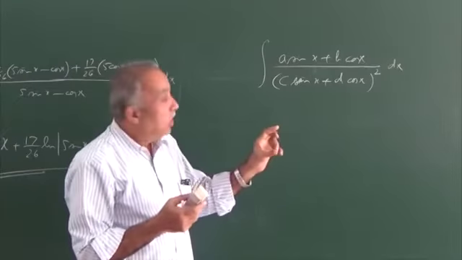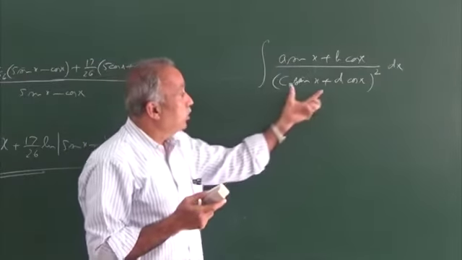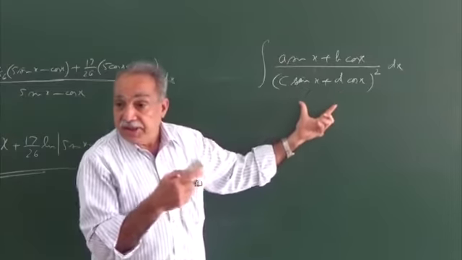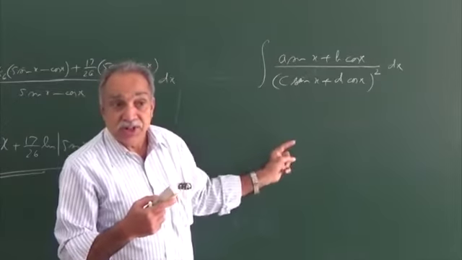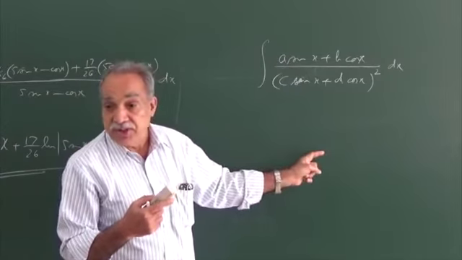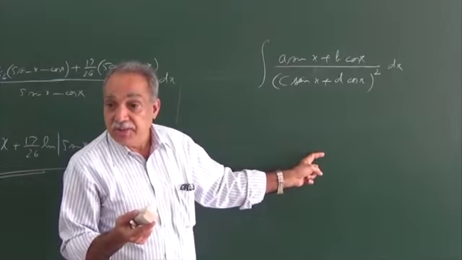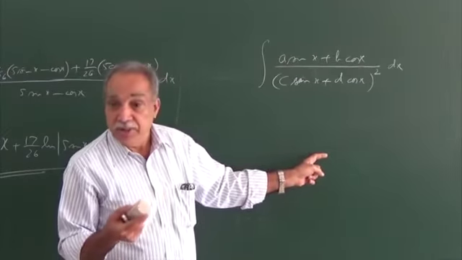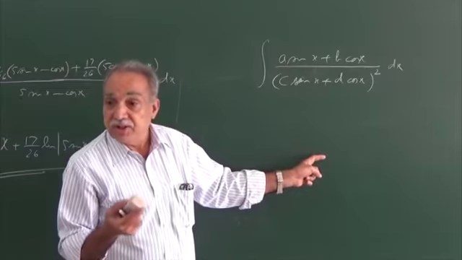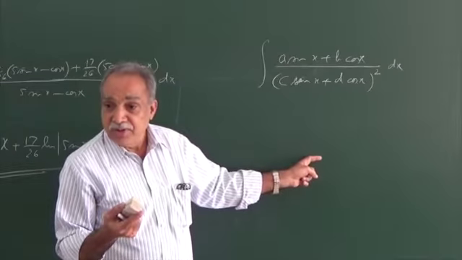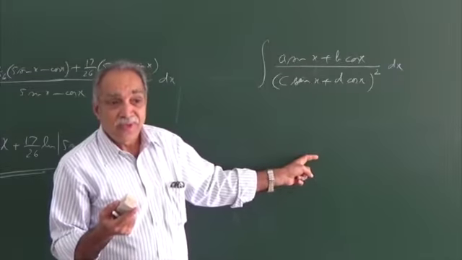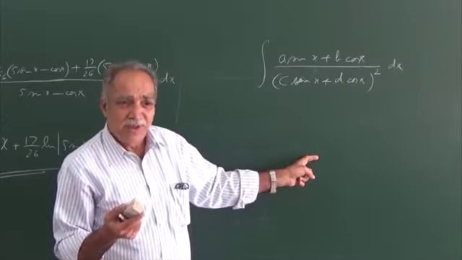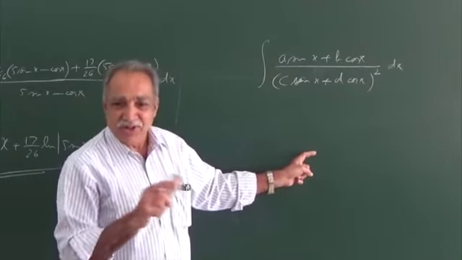In one part you will have the numerator equal to c sin x plus d cos x. On cancellation it will get reduced to 1 by (c sin x plus d cos x). Is that easily integrable? 1 by c sin x plus d cos x. Do you have any methods for performing integrals of that form? Don't have? We must have tried examples of that type. Okay, if you have forgotten, let us retry.